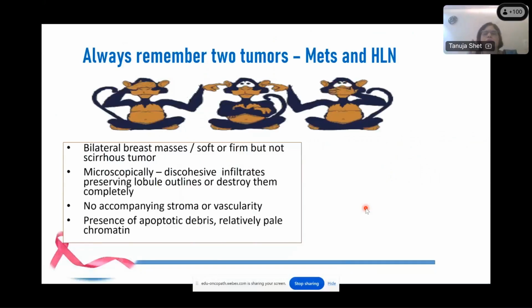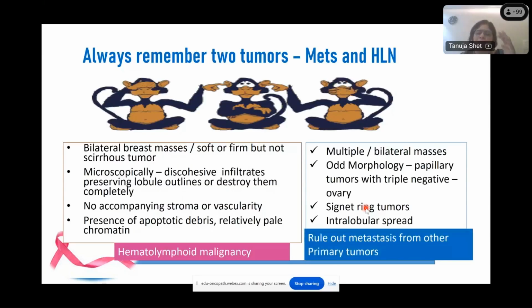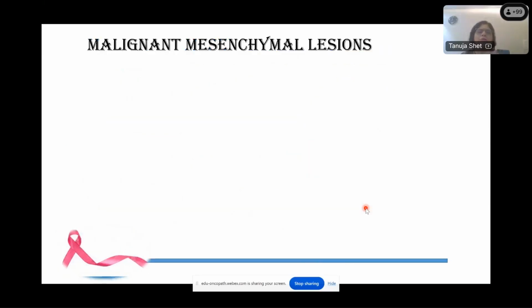So remember, 2 tumors. You finish your story of breast cancer, take a deep breath, understand first, these are the mistakes you should not make. If you see bilateral breast masses, you see discohesive infiltrates, and if you see that the cells are going around lobules rather than destroying them, that's the first clue that this may not be a primary breast cancer. And if you see apoptotic debris, or if you see accompanying myeloid cells, think of hematolymphoid malignancies. And it's the same morphology, anything odd in breast, okay, signet ring cells, bilateral, please rule out metastasis from other primary tumors. Now, a little bit about malignant mesenchymal tumors before I wrap up.